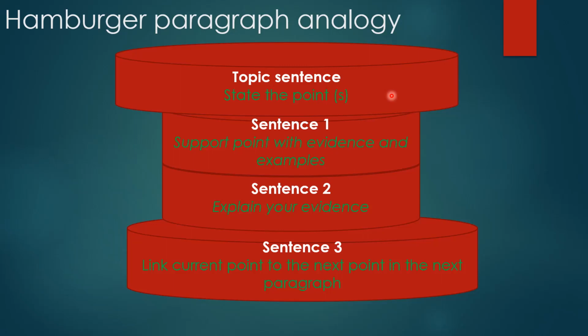So if I read a paragraph of a student, I don't find a topic sentence, then I know that student does not know how to write. Then you have the second sentence, which should be the evidence to support the point. Or sometimes examples used as evidence to support the point. And then a further explanation on how that evidence supports the point, and even the provision of further examples. Okay, and then you link the current point, you conclude on the current point, a kind of a summary, and then probably link it to the next point, make a link.